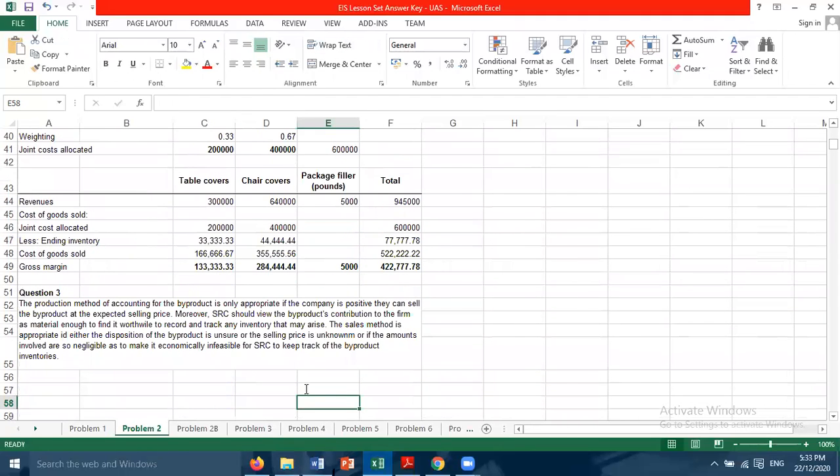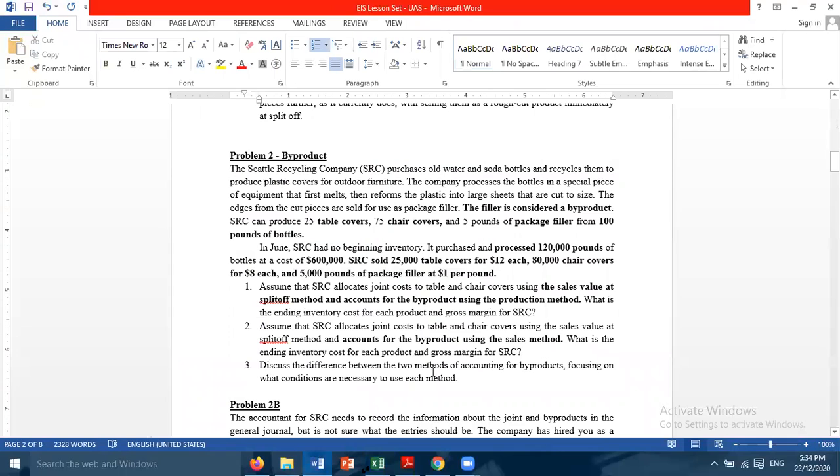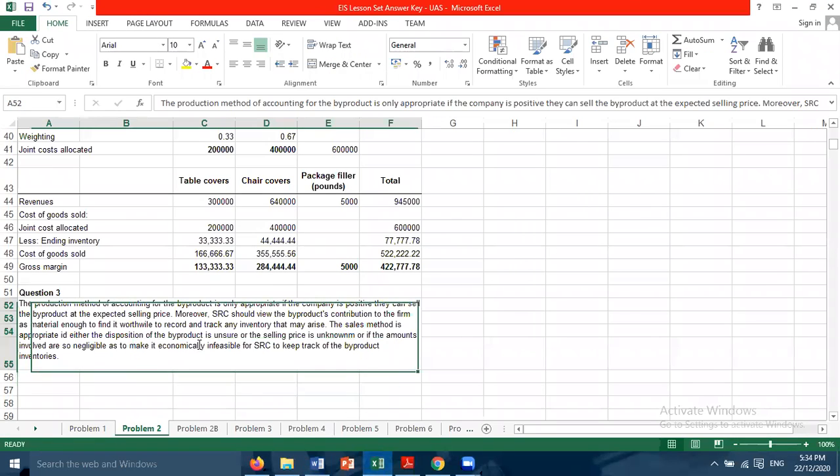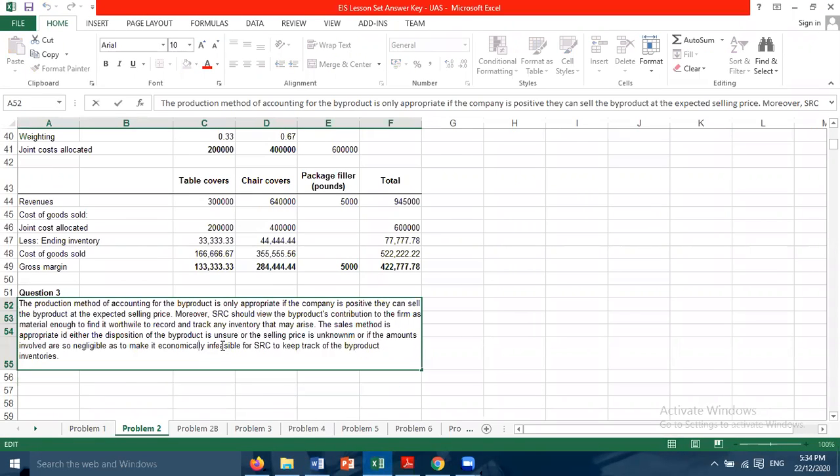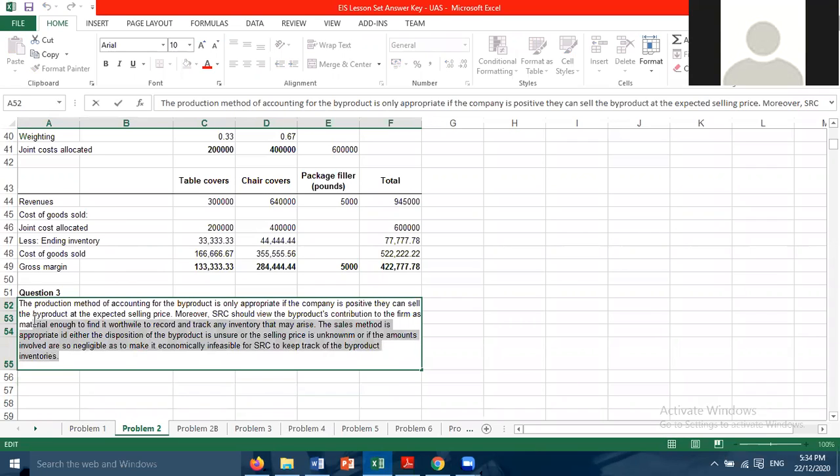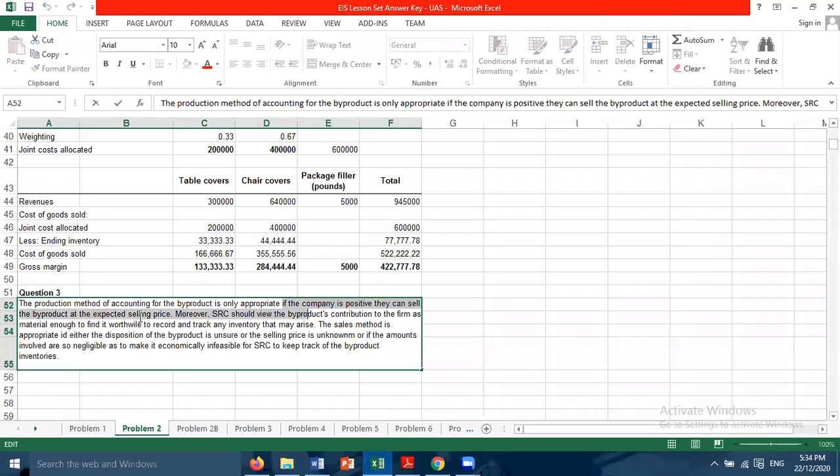Okay, next will be problem 3. Discuss the difference between the 2 methods of accounting for byproducts, focusing on what conditions are necessary to use each method. Okay, the difference is the one I showed before, and this is a little bit theoretical, so I'll just read it here. The production method of accounting for the byproducts is appropriate if the company is positive that they can sell the byproduct at the expected selling price.